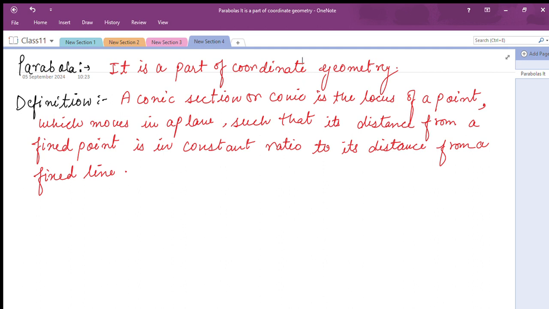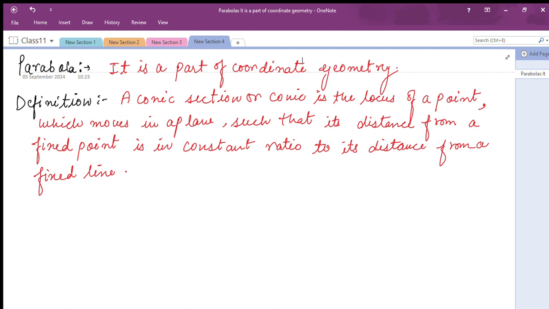So now we will understand the definition of the parabola, its general definition and its standard equation, and also the shifting of the origin, and do some questions also. So let's get started. So what is the parabola?